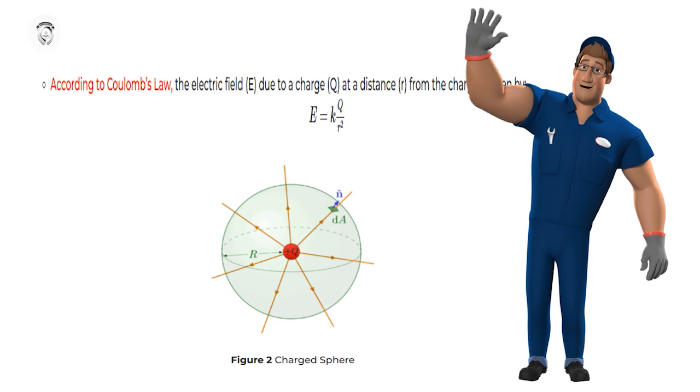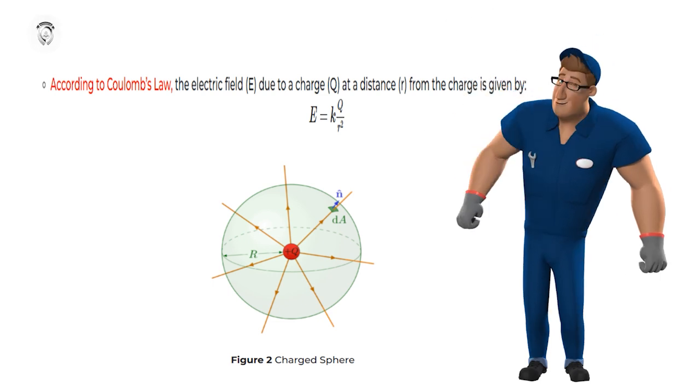So, according to Coulomb's law, the electric field E due to charge Q at the distance r from the sphere is given by the equation here, which says E, which is the electric field strength, is equal to K times Q over R squared.